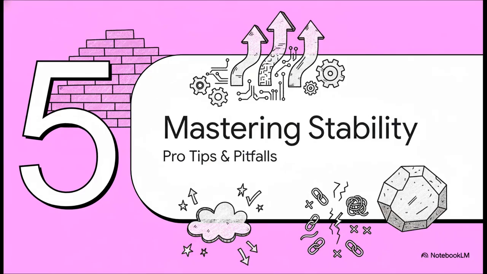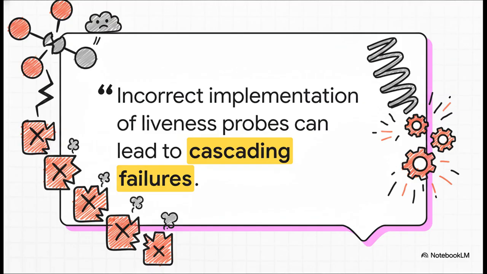Okay, having a basic setup is great, but going from "it works" to "it's unbreakable in production" requires another level of thinking. So let's cover some pro tips and, more importantly, some really common pitfalls you need to avoid. And hey, don't just take my word for it. This is a direct quote from the official Kubernetes documentation. They are literally warning you that if you get this wrong, especially with liveness probes, you can accidentally create a system that tears itself apart. A bad probe can be worse than no probe at all.